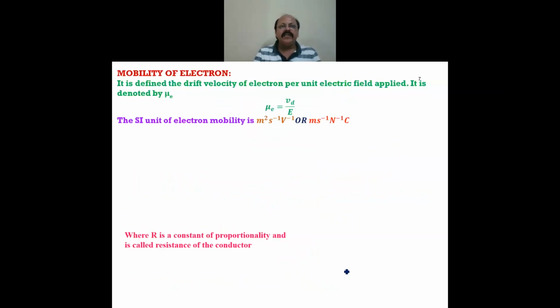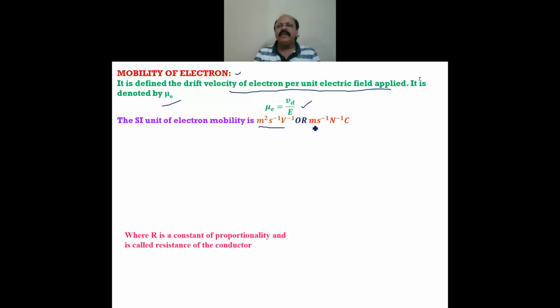Now one definition, that is the mobility of electron. Mobility of electron we can define as drift velocity of electron per unit applied electric field. It is represented by mu e, and mathematically we can say that mu e equal to Vd upon E, and its SI unit, you know that the unit of the velocity is meter per second, unit of electric field is volt per meter. Substitute these values, you will get meter square per second volt inverse.